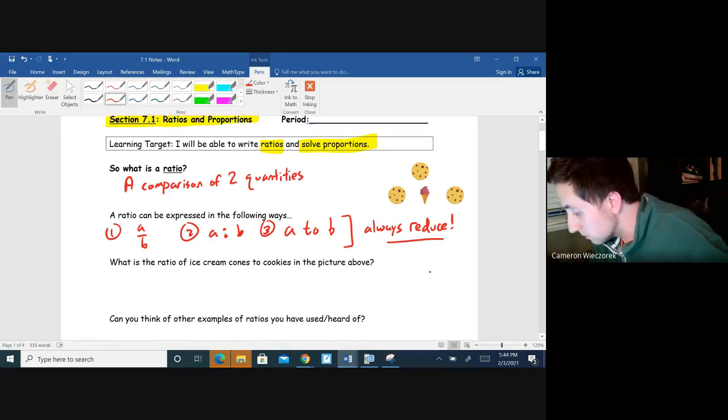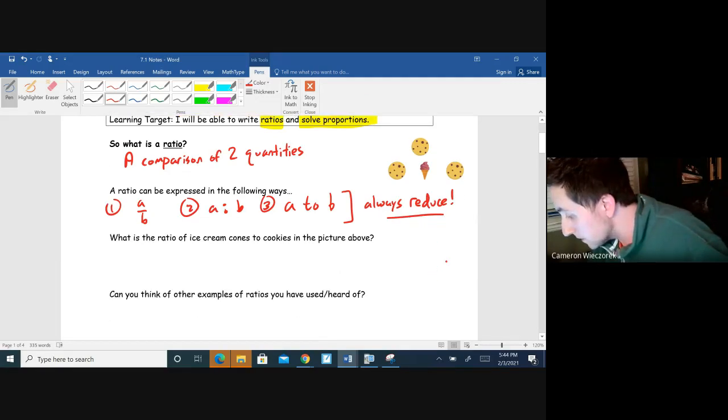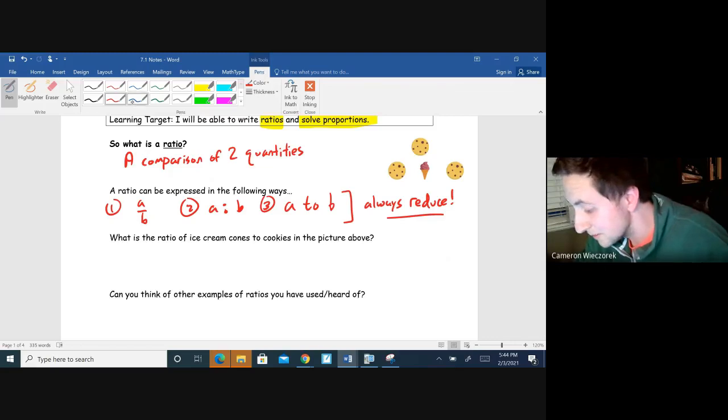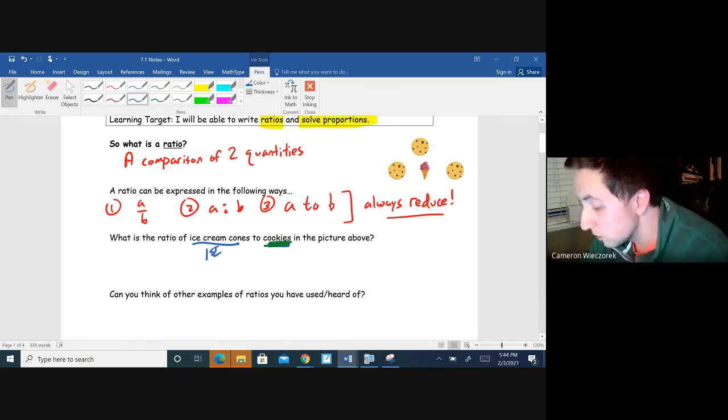And you'll see I have some cookies and ice cream at the top. It's making me hungry. Hopefully it's not making you hungry. We want to know what is the ratio of ice cream cones to cookies. Okay, let me do two different colors. Cookies will be green. It's important that you look at the order that they list them in. Whatever comes to the left of the word to, you need to list first in the ratio. Whatever comes to the right of the word to, you need to list second.